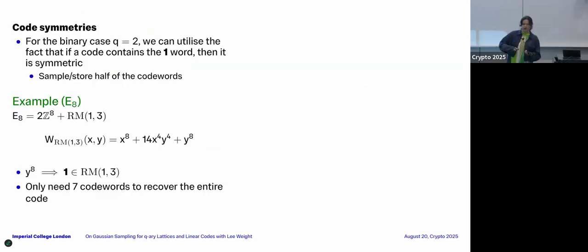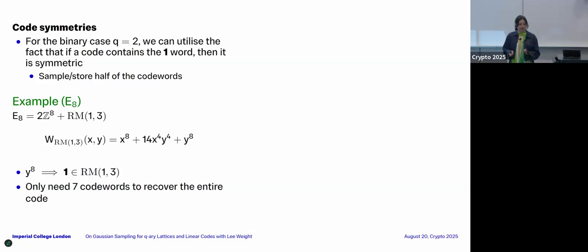Luckily, in our paper, we give some tricks to ensure that in some cases you can have an efficient sampler. So one of these tricks is to use the structure of the code. So we can look at the code and try to use some information about it, for example, the symmetry of the code. So if Q is equal to 2, we're in the binary construction A case. And if we have a code that contains the all ones vector, then our code is said to be symmetric. And that means that we can recover our entire code from just half of it.